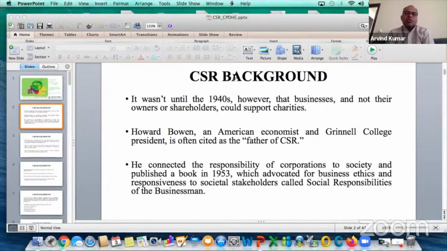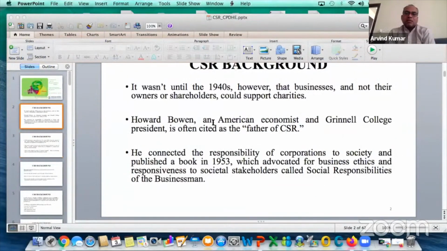So when you look at the global perspective, there was an American economist called Howard Bowen, from Grinnell College. He was the president, and he is often cited as the father of CSR. So when we look at the global perspective of corporate social responsibility, we do have roots of CSR, and especially when you look at the father of CSR, Howard Bowen was considered the father of corporate social responsibility.